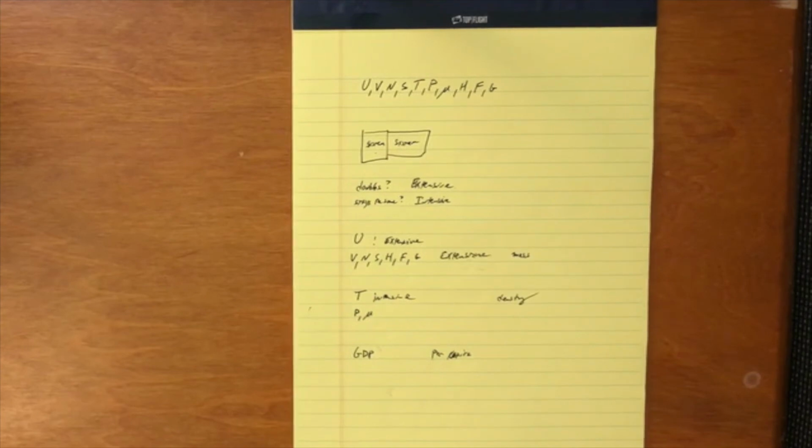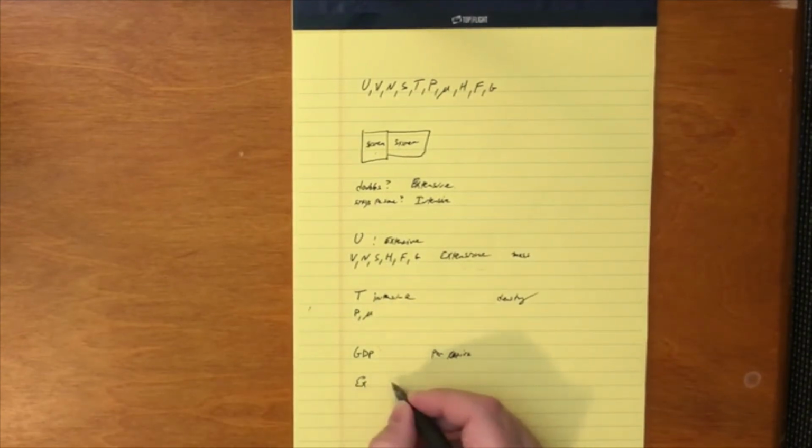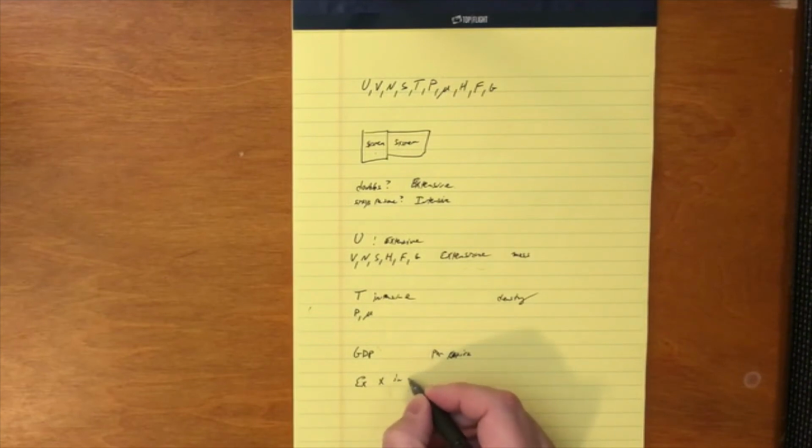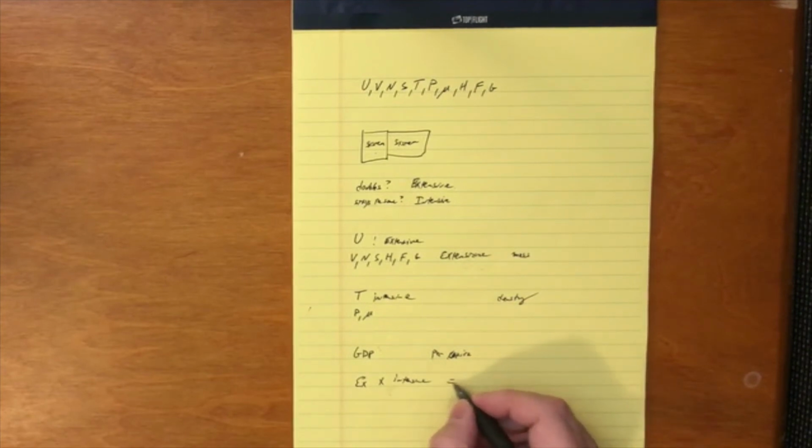And there's a certain logic to the math of how these things combine. If you take an extensive variable and multiply it by an intensive variable, then what you get is another extensive variable.